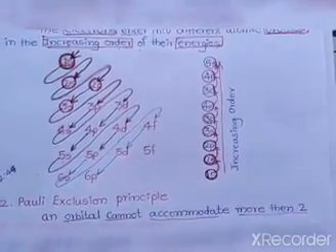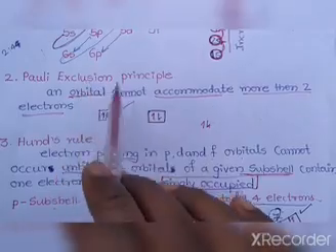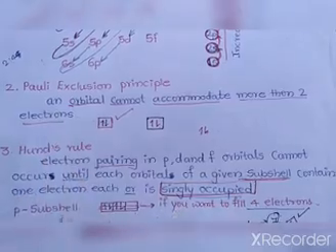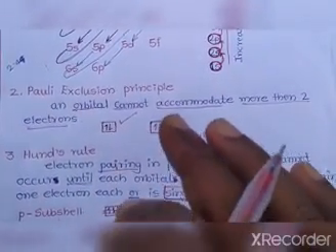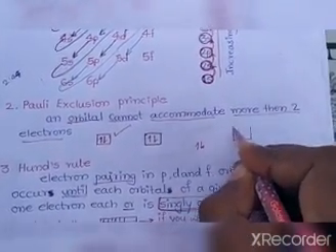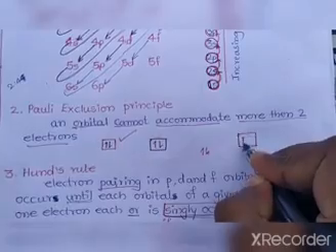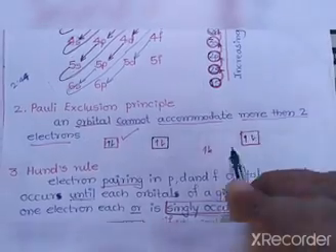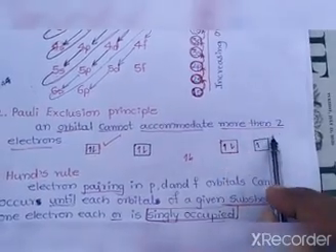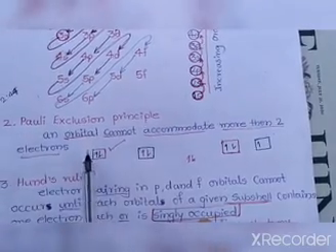Then next we move to the second rule, that is the Pauli exclusion principle. What does the Pauli exclusion principle tell? An orbital cannot accommodate more than 2 electrons. Already we discussed that electrons are present in the orbitals, that is the residence of electrons. What is its capacity to hold? Only 2 electrons, it may hold 1 electron or 2 electrons, not more than 2. So while writing the electronic configuration, remember each orbital accommodates at most 2 electrons.